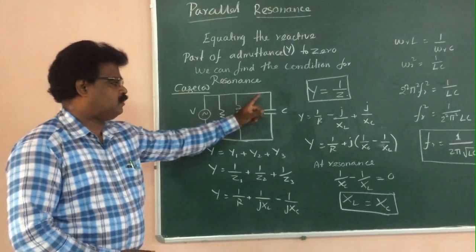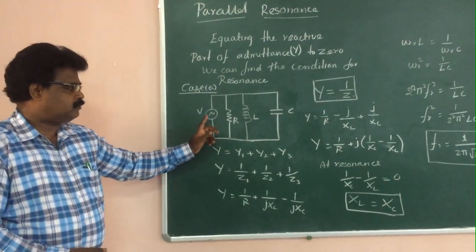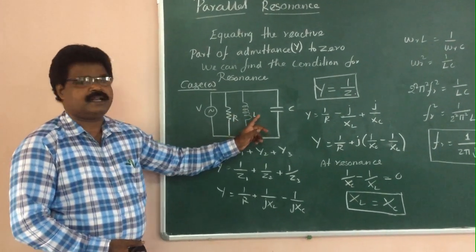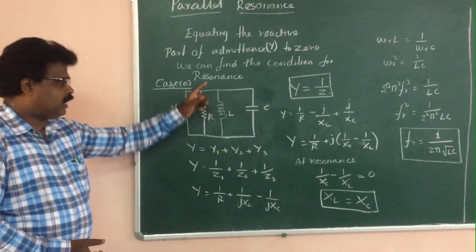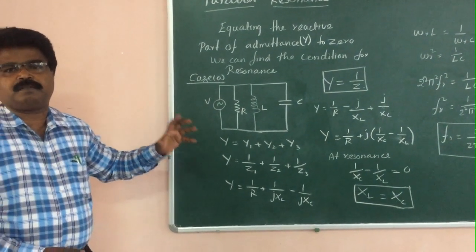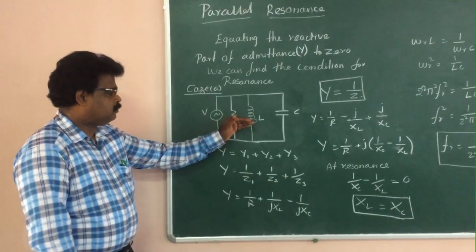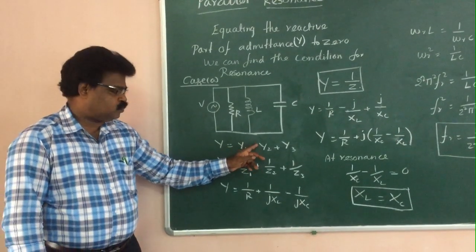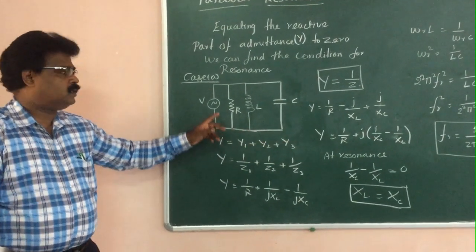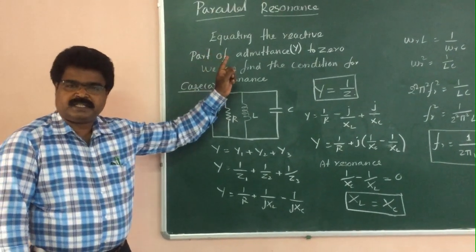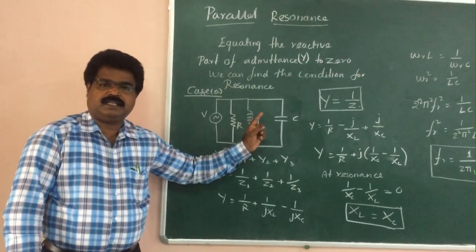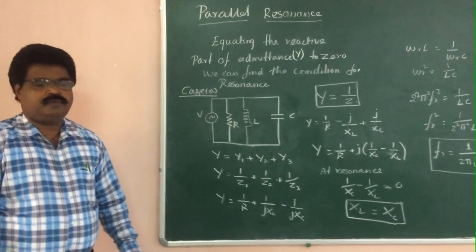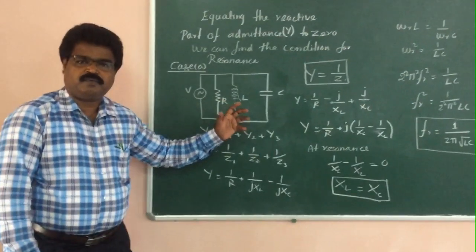Case A, the circuit of this combination. It consists of 3 parallel branches. One branch consists of R, another branch consists of L, and the other branch consists of C. So how to calculate the resonance condition and the resonance frequency formula? That's what we are going to derive for this circuit. Here Y is equal to Y1 plus Y2 plus Y3. It is very easy to find the resonance condition if we equate the j part of the complex admittance to 0. So we have to find the j component of admittance.